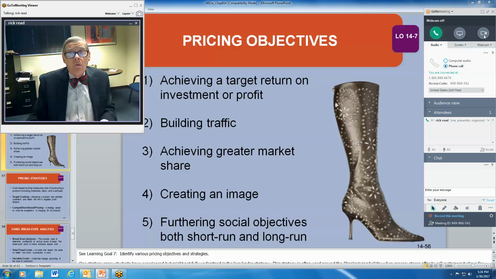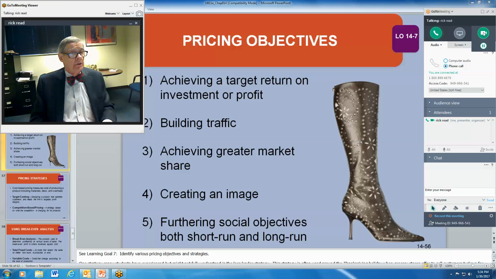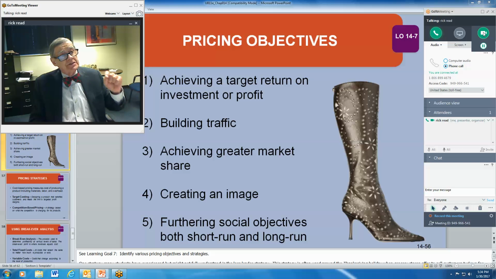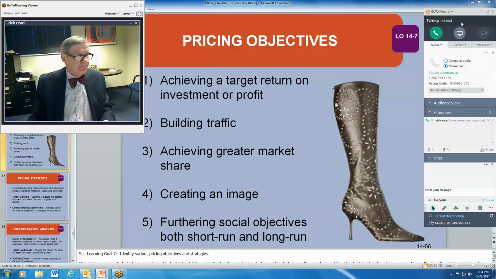Now, why do we have different pricing objectives? Well, there's a number of reasons. Obviously, the first reason is to make a profit. But another reason, and maybe just as important, is to generate traffic. You have to have people wanting to buy the product. Otherwise, you don't need to have it for sale. Greater market share, you want to create an image.